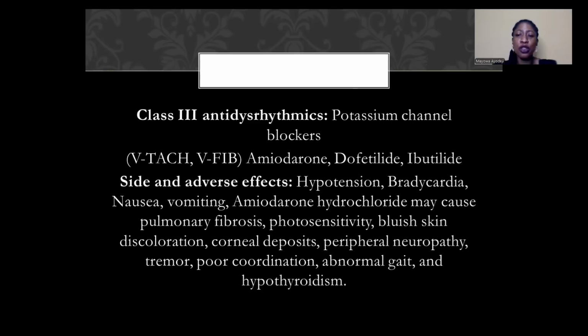Amiodarone hydrochloride may cause pulmonary fibrosis. Yes. So this is a major side effect of amiodarone. Please take note. Pulmonary fibrosis. Then photosensitivity, bluish skin discoloration, corneal deposit, peripheral neuropathy, tremor, poor coordination, abnormal gait, and hypothyroidism.